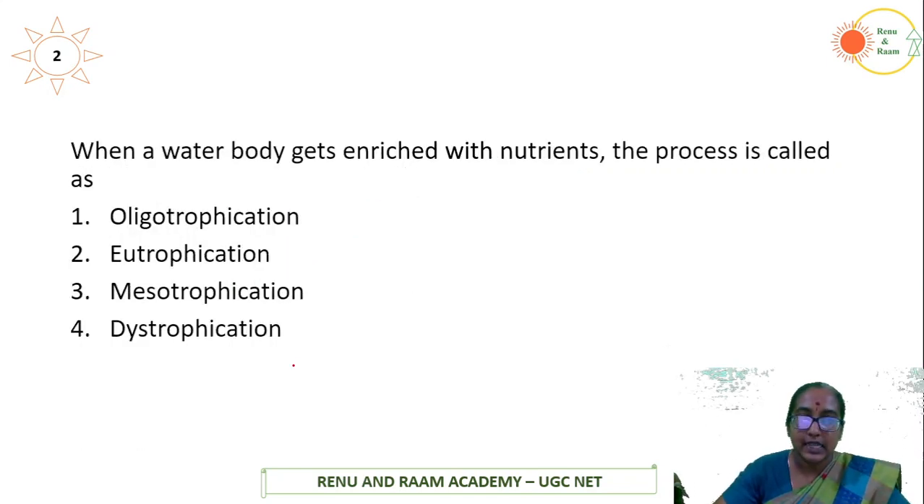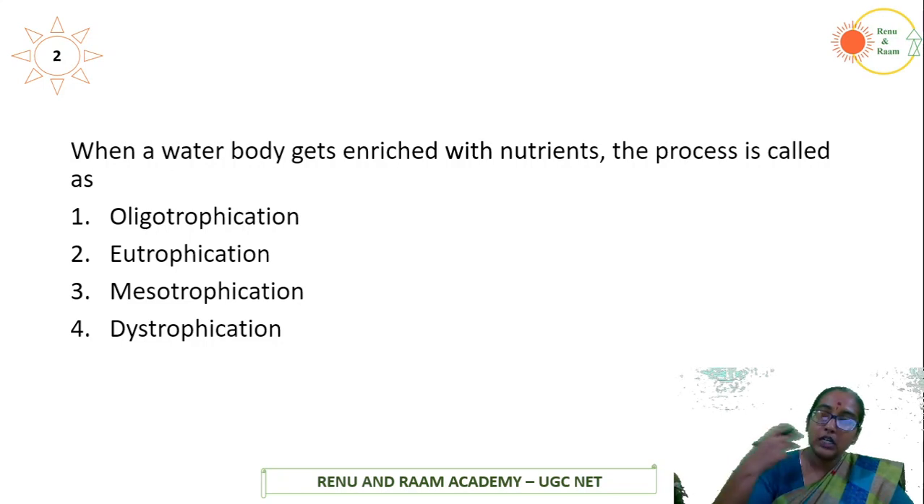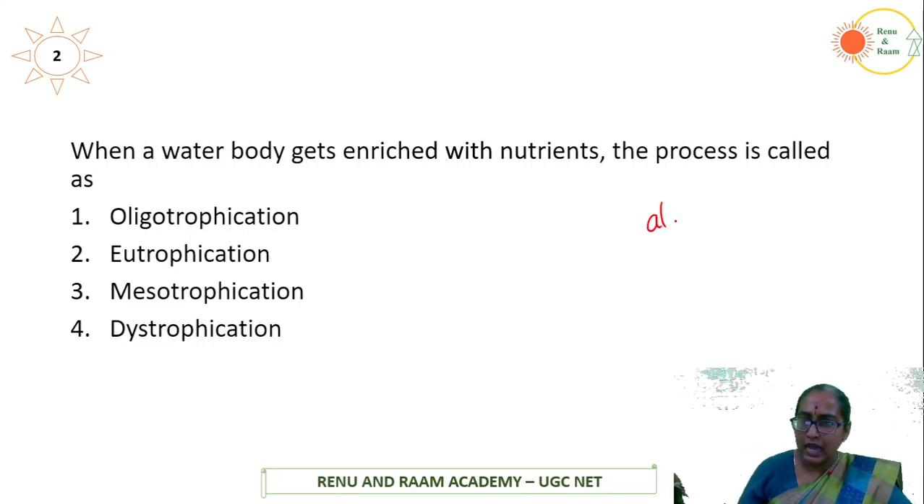Okay, moving on to the second question. When a water body gets enriched with nutrients, the process is called dash. When a water body gets enriched with nutrients, it's a type of pollution. You know how it is a pollution? Let's say some amount of nutrients is added in the agriculture field. Due to water runoff, it gets added in a water body. So these nutrients will be available more in the water. When it is available more in the water, it will result in algal bloom.